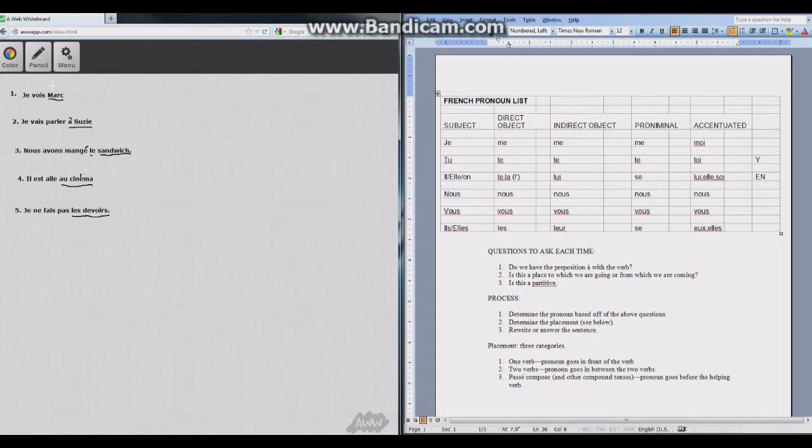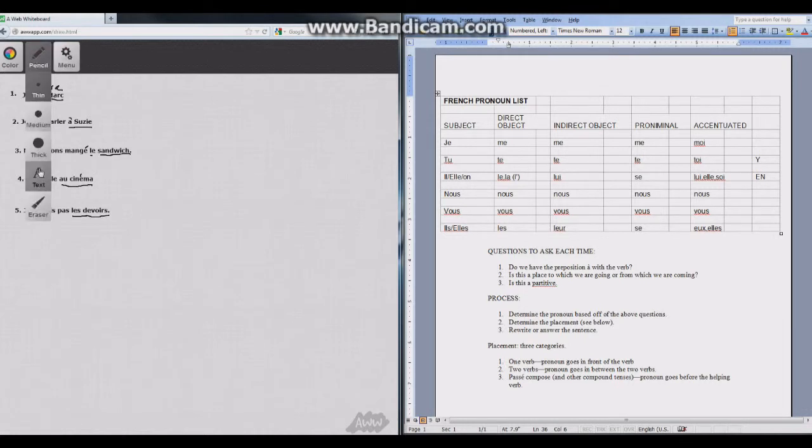And again, I can't really draw well. Le. Now, we've answered our question. We've determined the pronoun. Now we have to determine our placement. So let's go down here. Do we have one verb, two verbs, or passé composé? Well, here I can see that I just have one verb. So if I have one verb, it goes in front of the verb. So I know that this little guy's got to go right there.